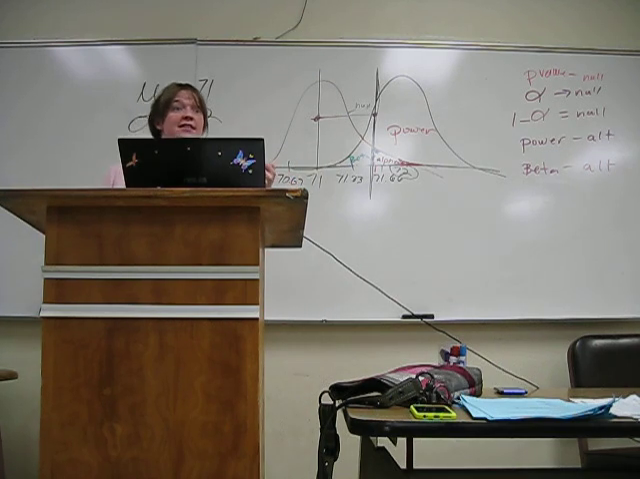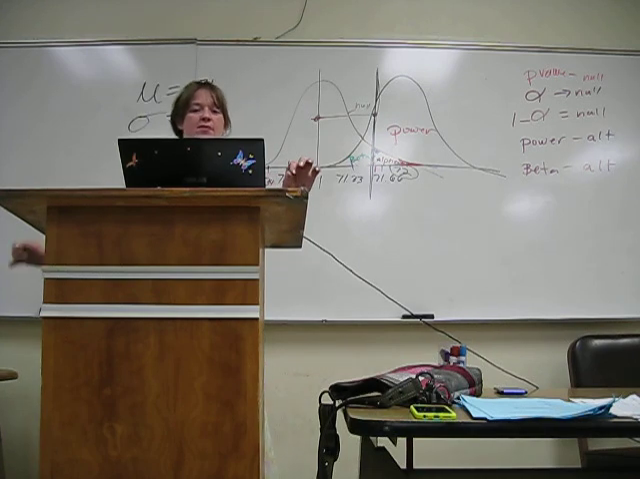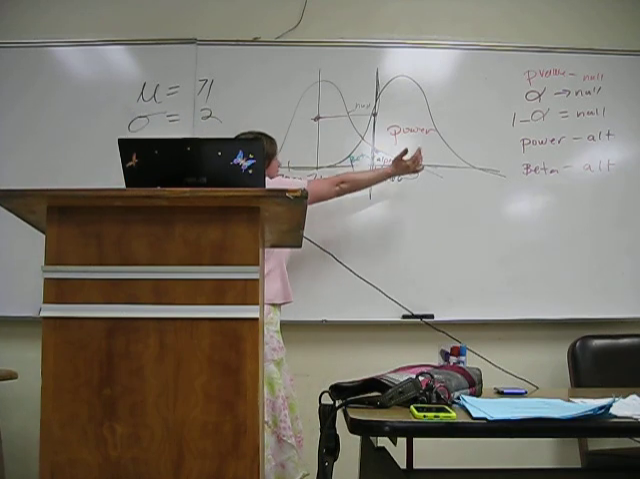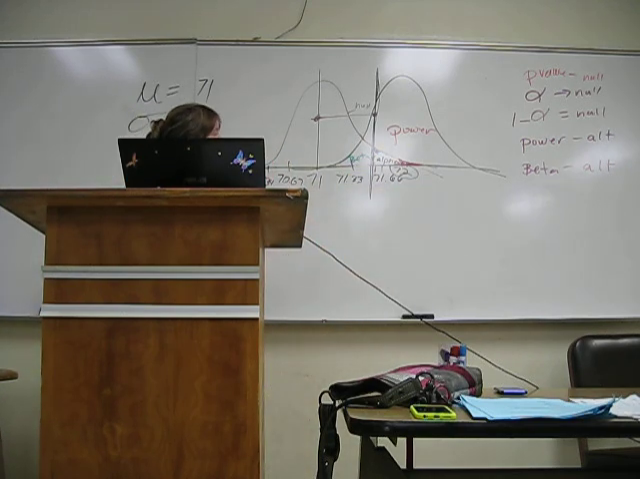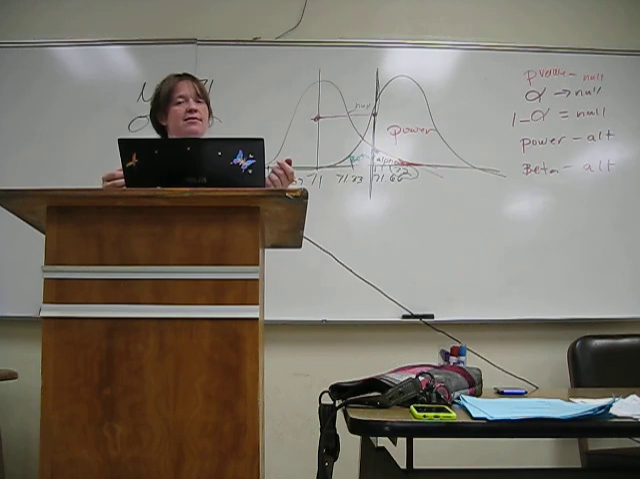And there are some things that you can do because alpha is the likelihood of a type 1 error, right? Beta is the likelihood of a type 2 error, right? So there's things you can do to minimize beta and maximize power. The only thing you have direct control over is sample size, right? More people means less beta, greater power.